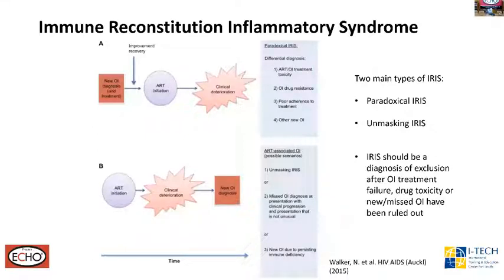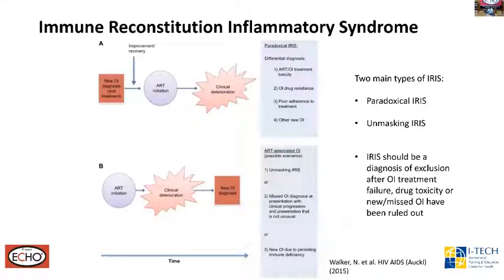With unmasking IRIS, it's different. The clinical manifestations of the infection are not there, so it's hidden. Because the person's immune system is so weak, they can't even mount an inflammatory response in the presence of whichever pathogen it is, right? So you start treatment with this silent infection, the immune system begins to improve, and then they deteriorate because now they get an inflammatory response to the pathogen that was always there, but now they're actually developing an inflammatory response to it. So that's called unmasking IRIS.